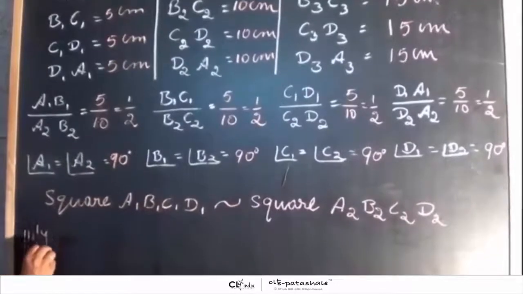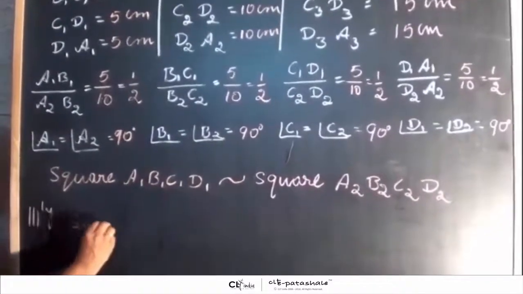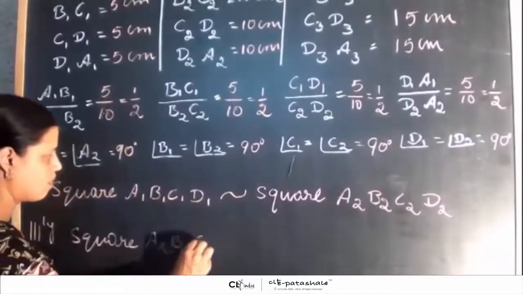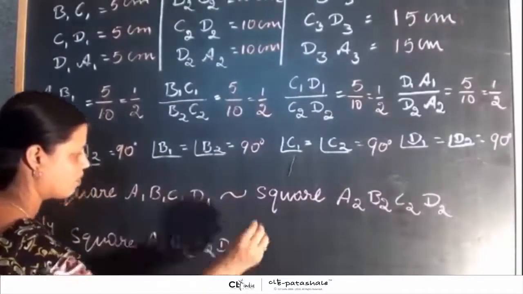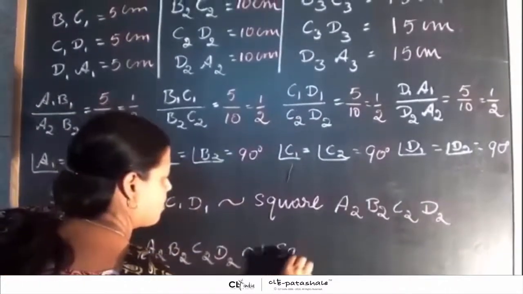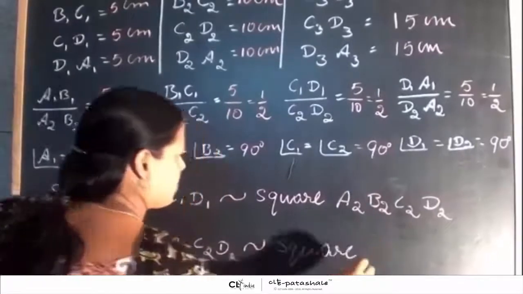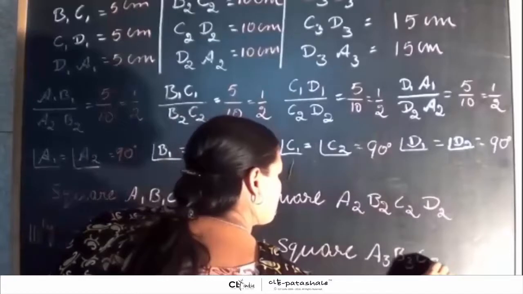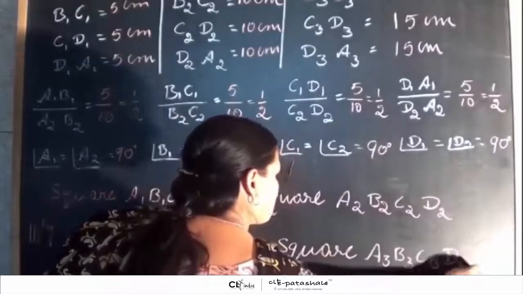Similarly, we can prove that square A2, B2, C2 and D2 is similar to the square A3, B3, C3 and D3.